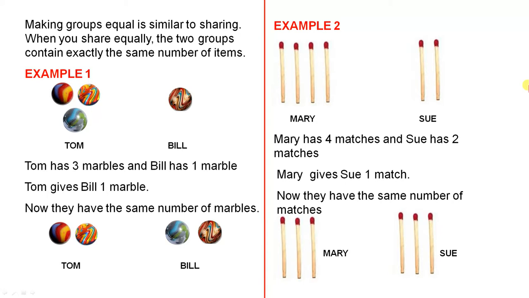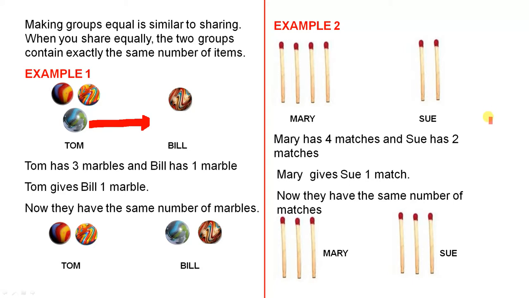Example 1. Tom has 3 marbles and Bill has 1 marble. Tom gives Bill 1 marble. Now they have the same number of marbles. So when Tom gives Bill one of his marbles, we can see now that Tom has 2 marbles and Bill has 2 marbles, and they have the same number.